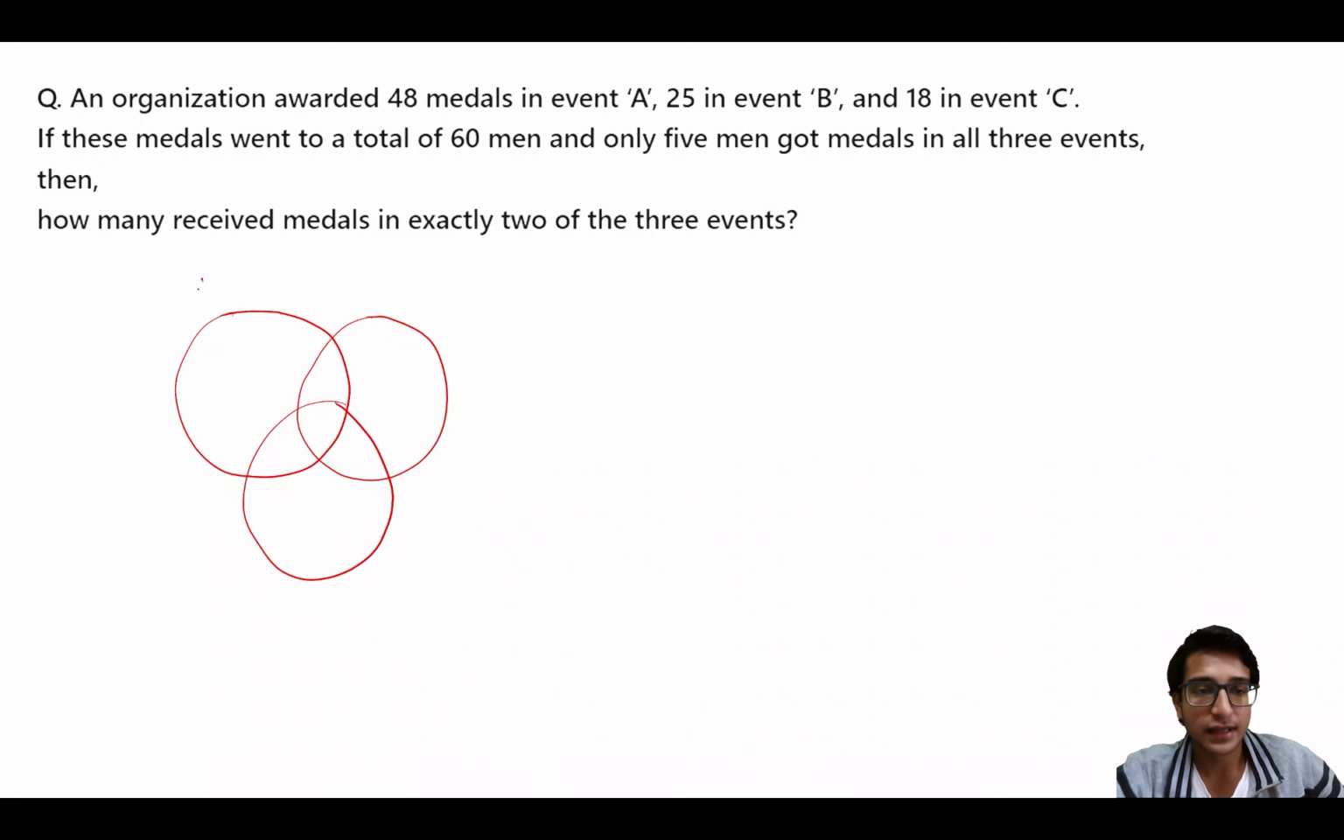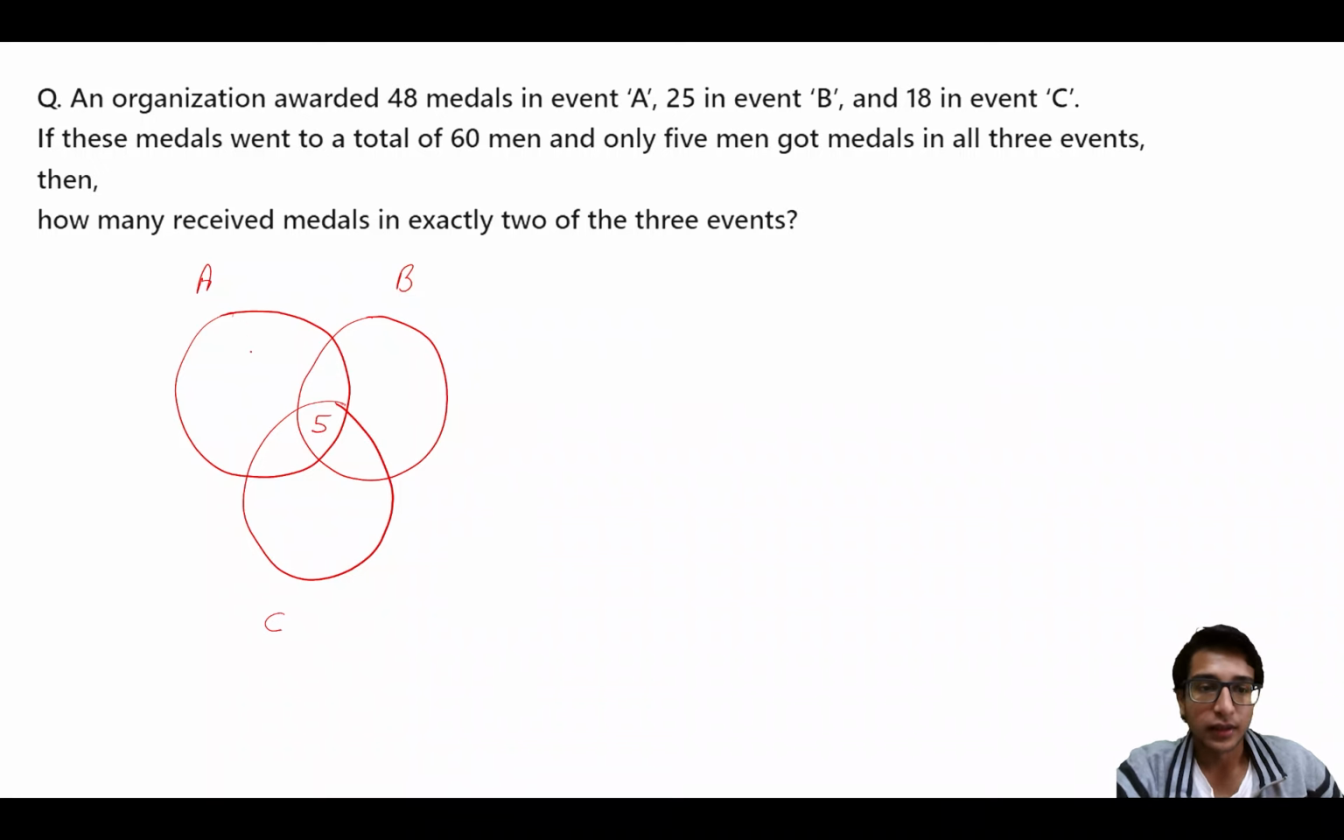These are our 3 sets. Let me consider this to be A. This is my B, this is my C. This is the portion which is the intersection of all the 3 events. So what have they told us? That 5 men got medals in all 3 events. That means 5 men are going to be here.